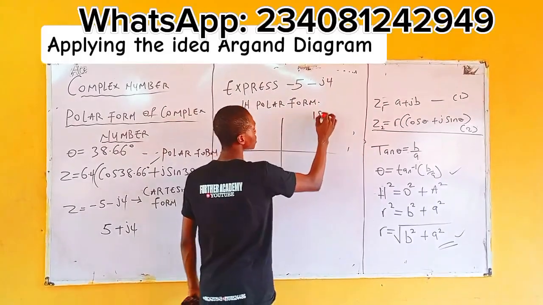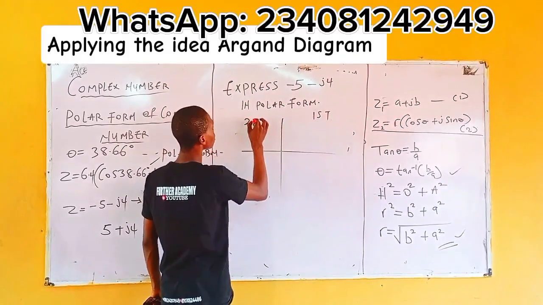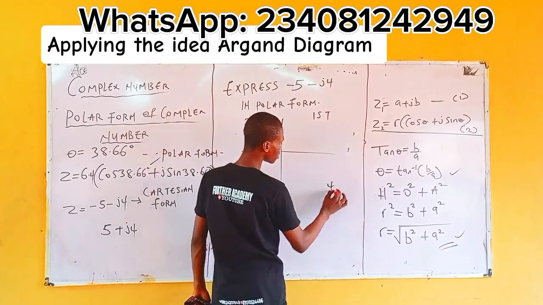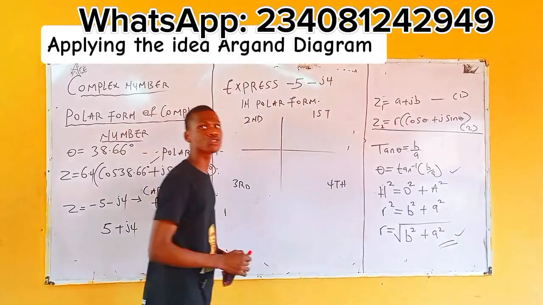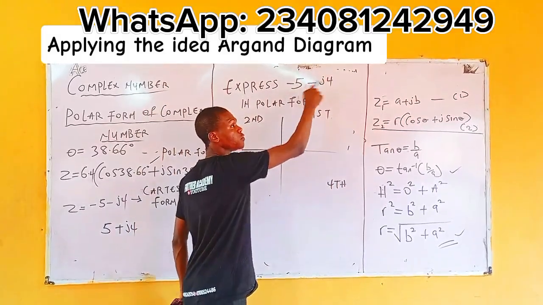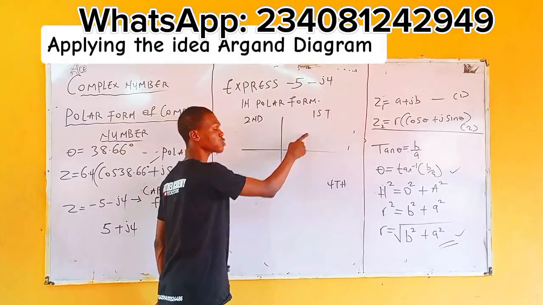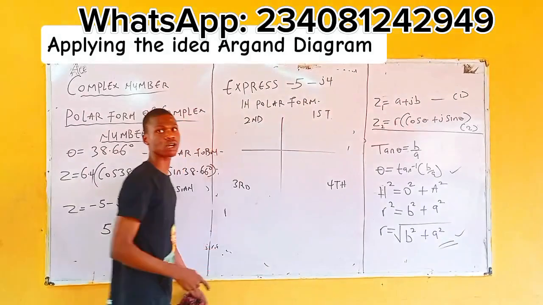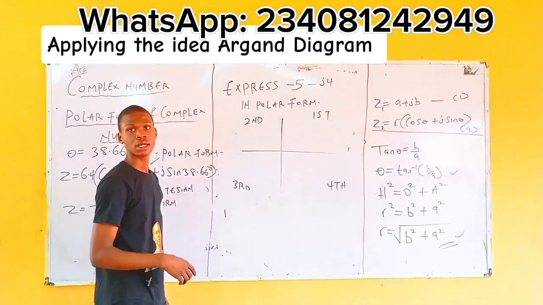This is first quadrant. This is the second quadrant. This is the third quadrant. And this is the fourth quadrant. Why we are doing this is that we want to know if this Cartesian form of this complex number will be at the first quadrant, the second quadrant, third quadrant, or fourth quadrant. We don't know yet. Let's plot.